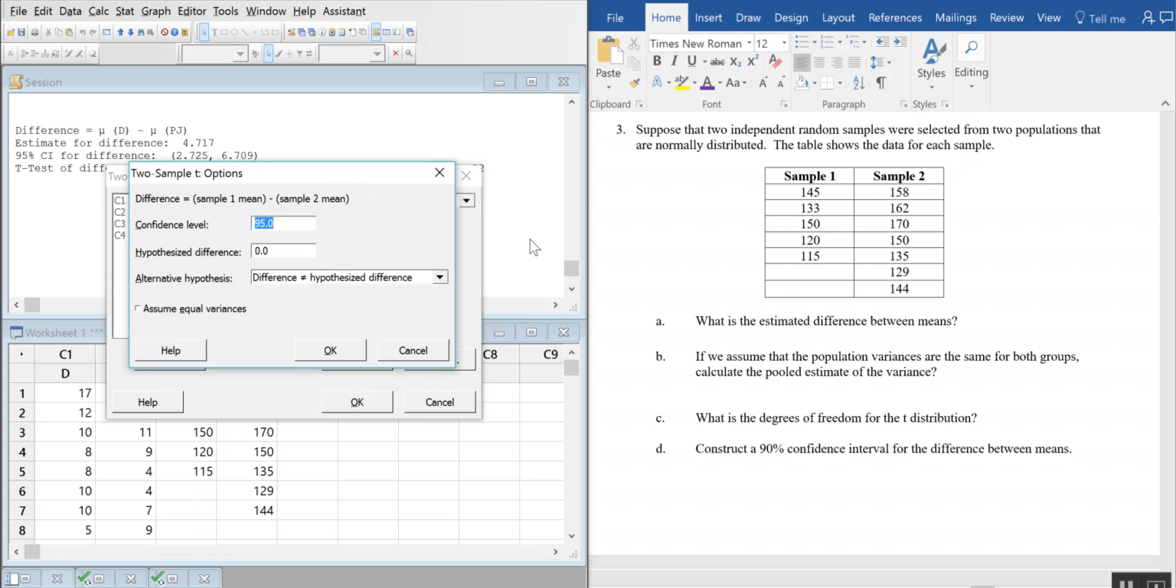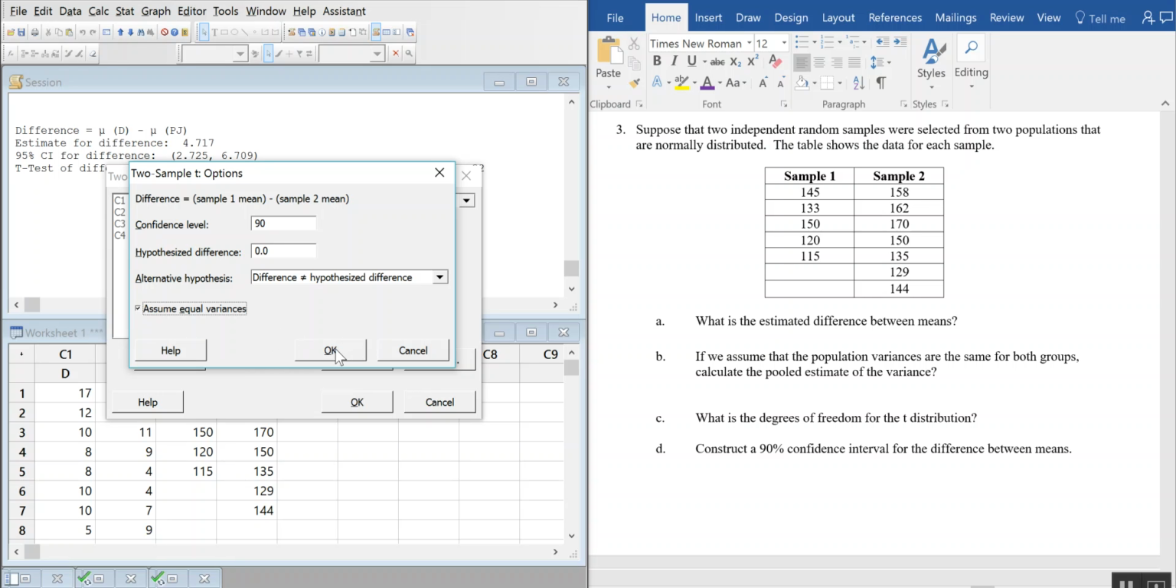First of all, I'm not given any hypotheses here, so I'm going to use not equal to, and I need a 90% confidence level this time, not a 95. And last but not least, I'm told we're pooling, and here's how you pool with Minitab. Assume equal variances. You check that button. That's literally it. How do I pool? Check the button. Done.